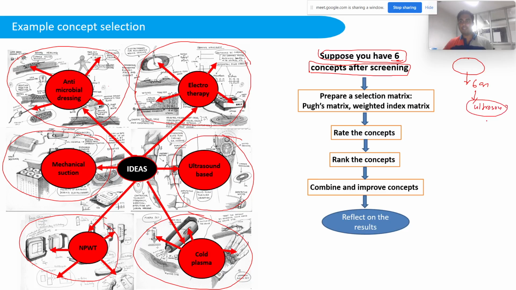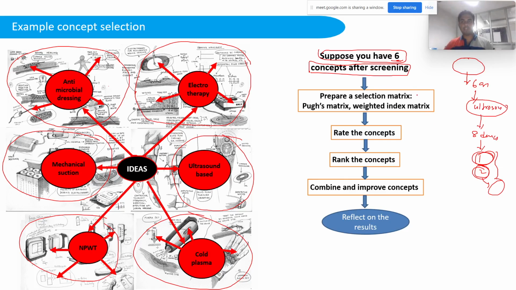Okay. Next, you can again do concept selection, and within ultrasound, if you have eight devices, then you can do another round of concept selection, and there you can select a particular few, like one or two ultrasound based devices, and then you can go for user testing of those concepts for further selection.